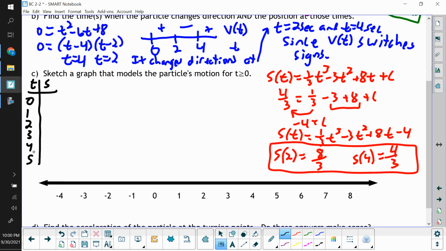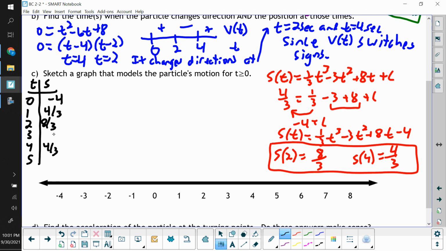Now some of these we already know. We just found at 4 our position was 4/3. At 2 it was 8/3. We know from the condition given that at 1 it was 4/3. If we put 0 in for t in our position function, we get back -4. So then there are 2 others that we haven't found yet.